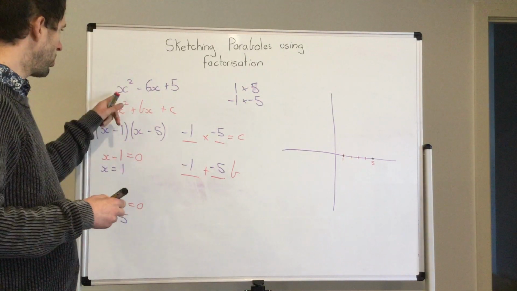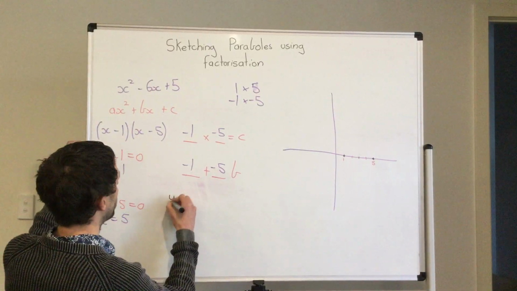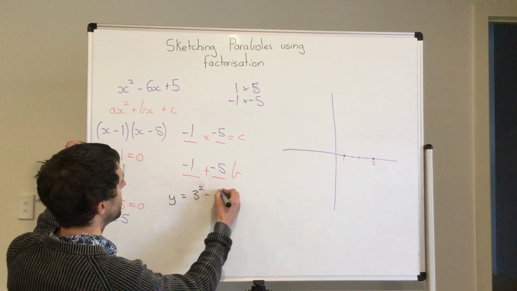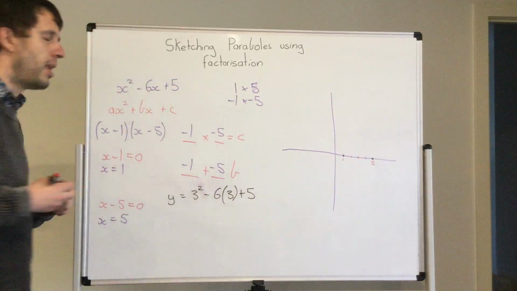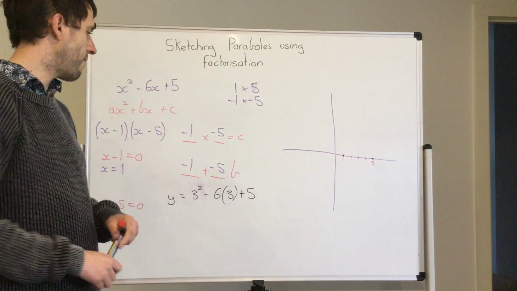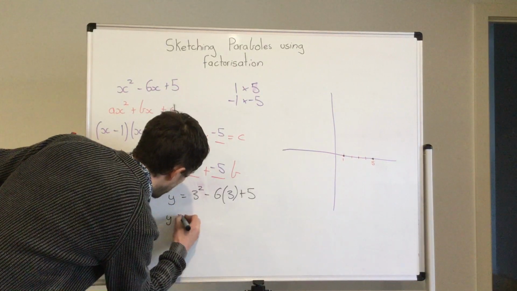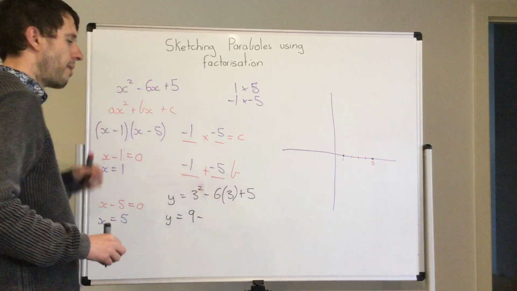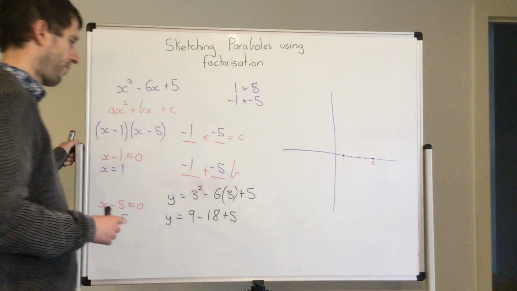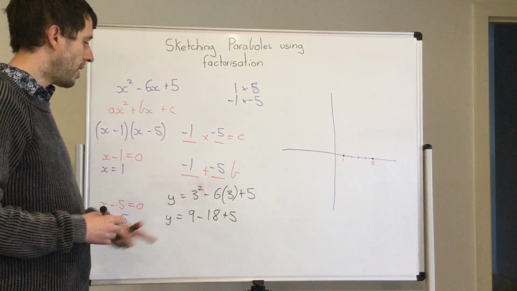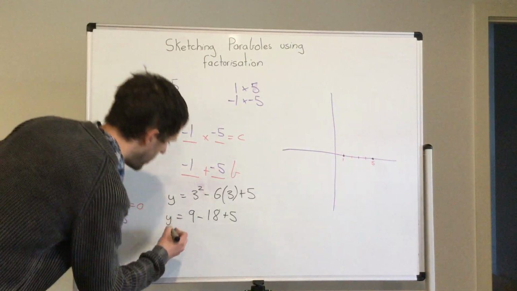So let's put that into the equation and see what y spits out. So y equals 3 squared, take 6 times 3, plus 5. Now we solve it to find the y value. 3 squared is 9, take 3 times 6, 6, 12, 18, plus 5. Now let's go from left to right. 9 take 18 is negative 9. Negative 9 plus 5 equals negative 4.